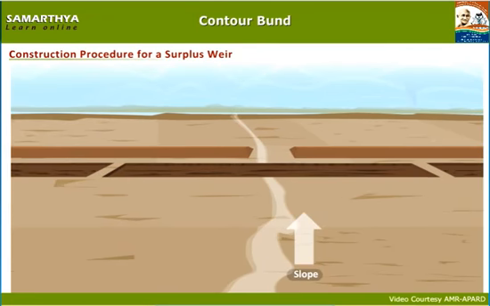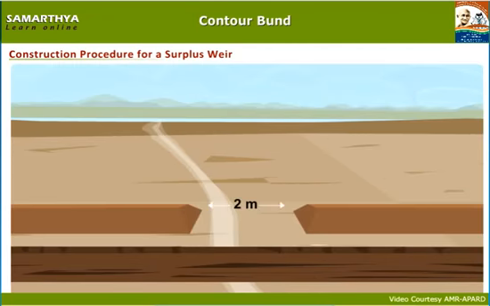For constructing a surplus weir, while constructing an earthen bund, a 2-meter gap is left open. Fix a wooden pole at one end and one at the other end and mark these wooden poles as E1 and E2. The bottom width of the surplus weir will be half of the bottom width of the bund.